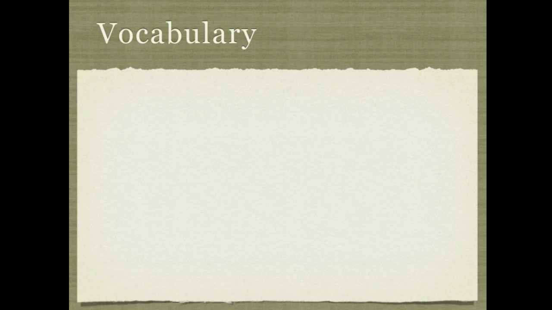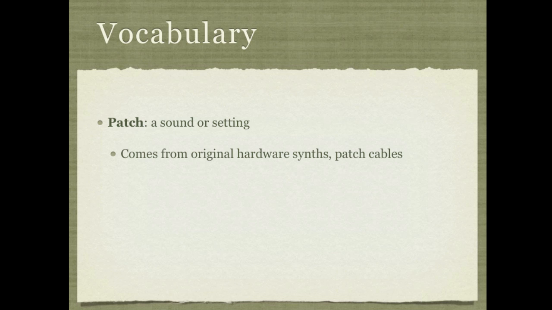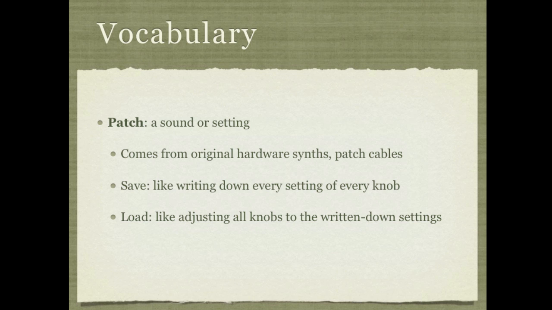So the terms that you may already be familiar with are the patch, which is just a sound or setting. The origin of this term comes from original hardware synths like the Moog, where you actually had to use cables and patch one place to another to make a different sound. After that came synthesizers that used buttons and knobs to set the sounds rather than patch cables, and so when you save a patch in a modern digital device, it's like writing down every setting of every knob, real or virtual, in the device. Then when you come back and load the patch, it's like adjusting all the knobs in the device to the settings that you wrote down when you saved it. So a patch is the collection of settings.